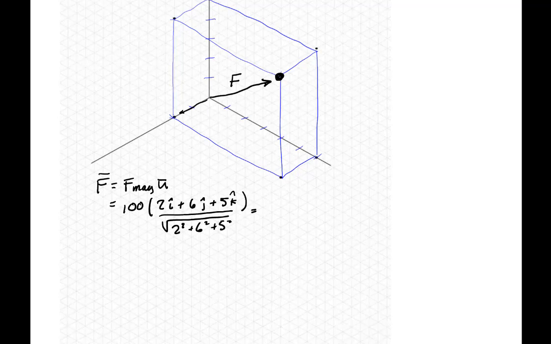Multiply all that out, you get 100 times 2 over 8.06 I plus 6 over 8.06 J plus 5 over 8.06 K. And then you can multiply all that out if you wish, or if it's required. So I'm going to divide those.